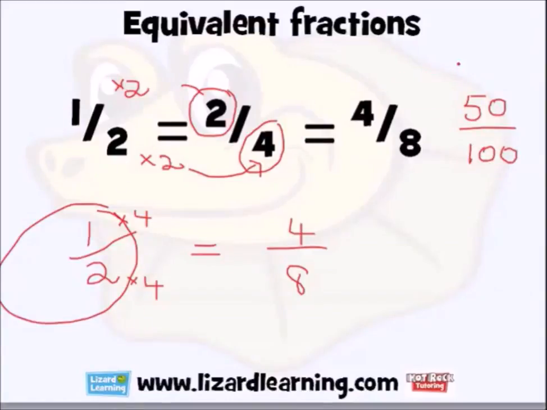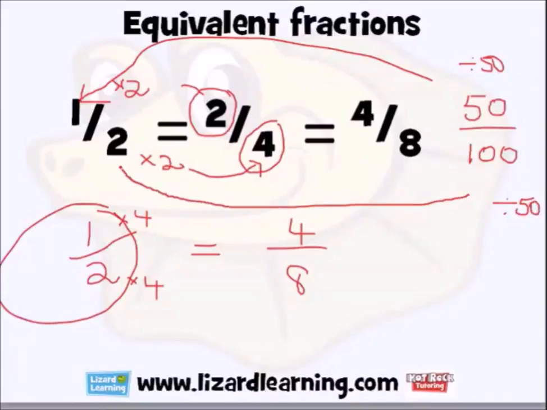If we divide the top number by 50, 50 into 50 goes 1. 50 into 100, divided by 50. How many 50s in 100? 50 and 100, the 2 of them. 2. We're back to where we started. Okay, we're getting the idea about equivalent fractions.